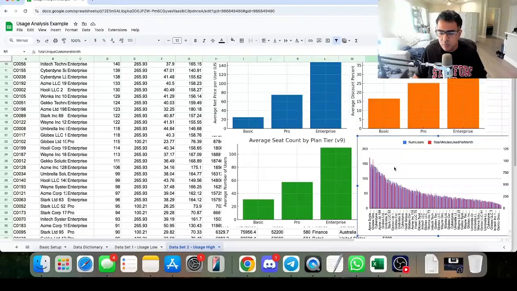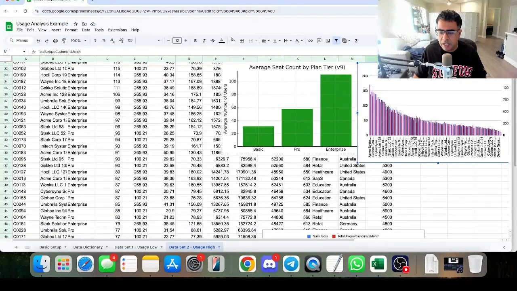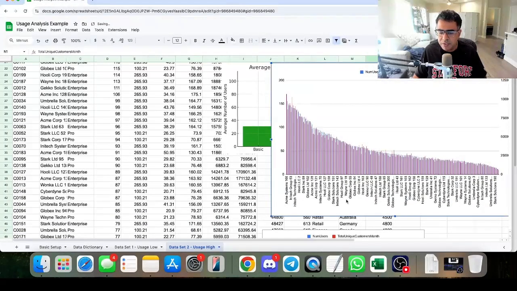What I next want to do is, this is an important chart. I want to plot my customers. I want to sort the customers based on the number of users that they have, and I want to see the total minutes used per month, right? The number of users is on the left axis, total minutes used per month is on the right axis. And what I am happy to see is that the usage correlates with the number of users, and there is an even distribution alongside that.